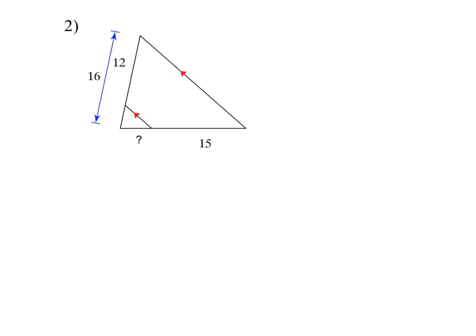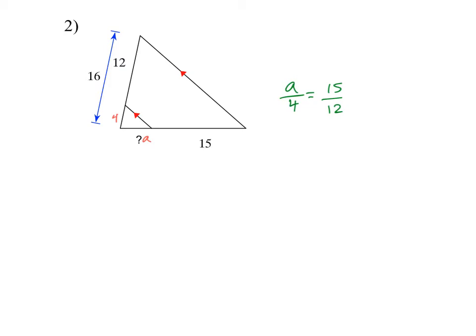Number 2. I know that this small piece right here is 4, because this is 16, the whole segment, and this piece right here is 12. So that means that this one is 4. Let's name this A. So I have A is to 4 as 15 is to 12. The order is important. A is to 4, and I'm using this space first, so 15 is to 12.